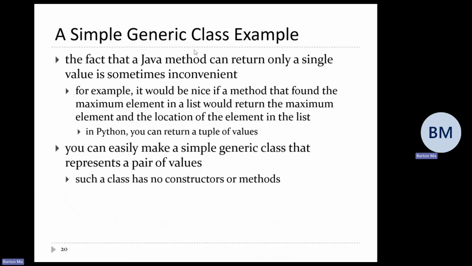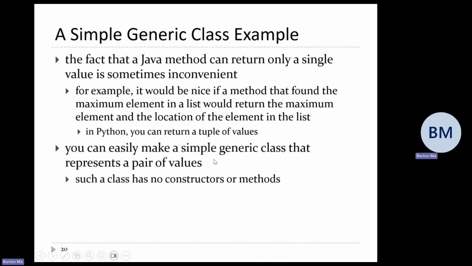Okay, so the simplest generic class that you can make, that's what we're going to implement right now. In Java, you can only return a single value from a method, and that's often inconvenient. For example, if you're searching for the maximum value in a list, you might want to know what the maximum value is and where it is in the list. So you'd like to return two values in this case. In a language like Python, you can return multiple values from a function. In all of the C-like languages, you cannot. So you're kind of stuck here. You have to do something else.